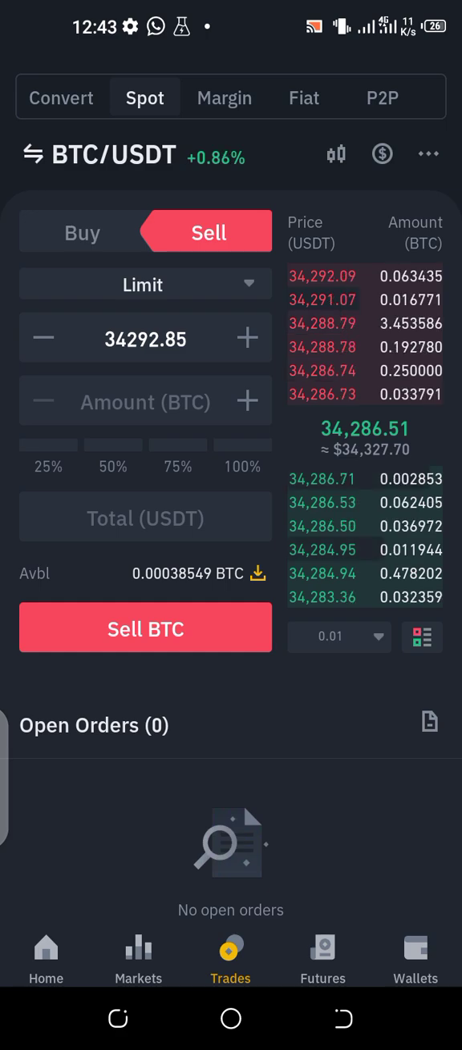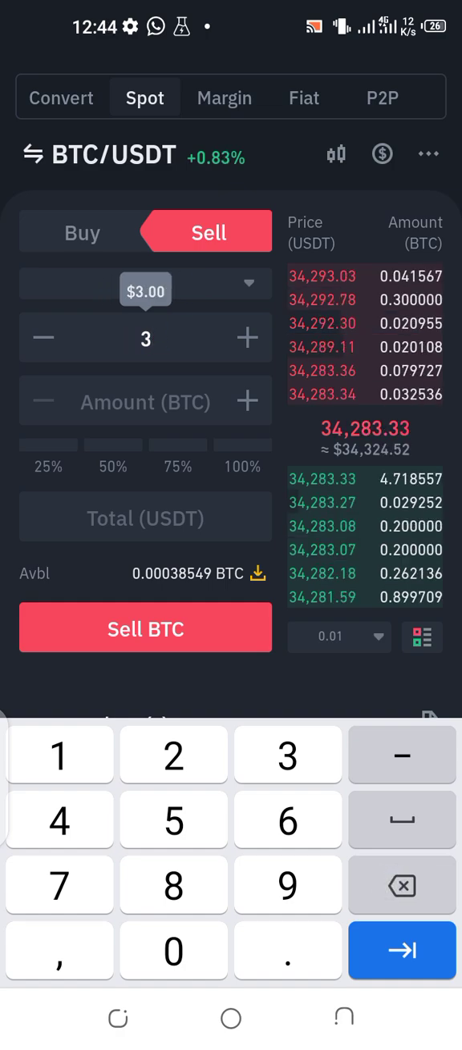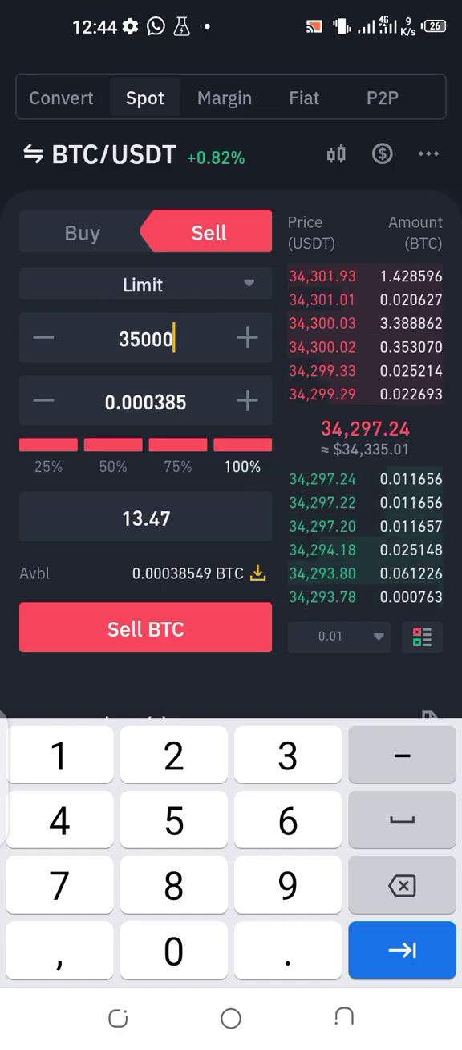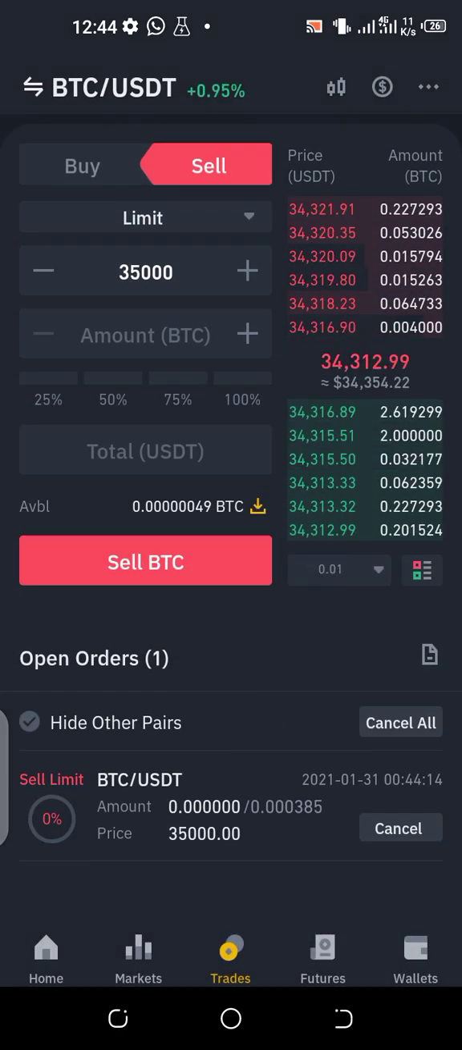Now, to sell that way, if I have a specific price in mind, I can type in the price at which I want to sell. Let's say $35,000. So I click on perhaps 100%. So I want to sell all of my Bitcoin at $35,000 per Bitcoin, and I click on sell BTC. What will happen is that an order will be created. You can see it down there, open orders, and I have opened an order to sell 0.000385 BTC at $35,000 per BTC.